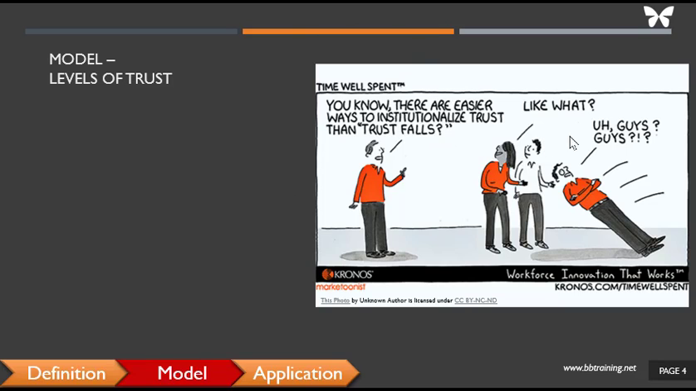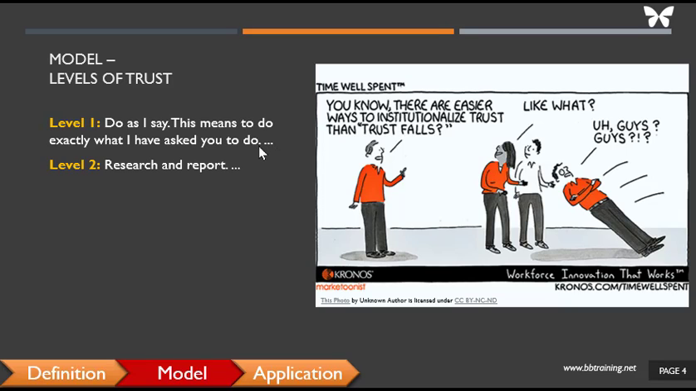Trust is not easy, as we say. It's not easy to trust people because sometimes people are distracted. Sometimes we fall. We have all fallen in the past, and that's why it's difficult to trust people. So let me share with you 6 levels of delegation. The first level, where the trust level is absolutely zero, is do as I say. This means to do exactly what I have asked you to do. Don't go left or right. Stay on the path, because I don't trust you.